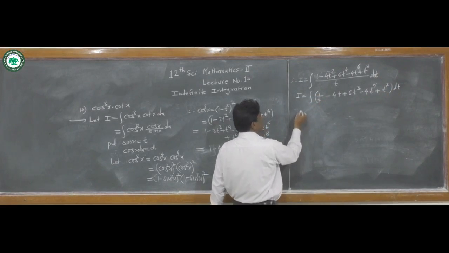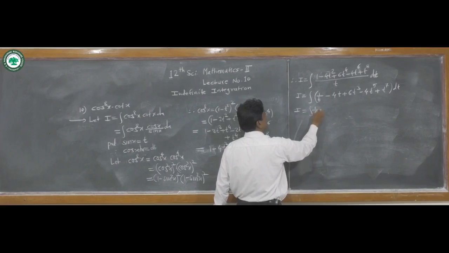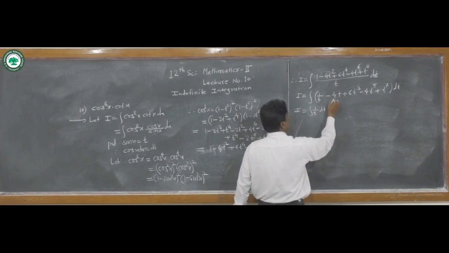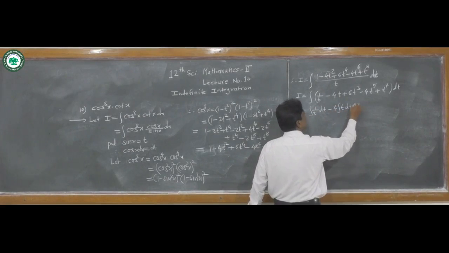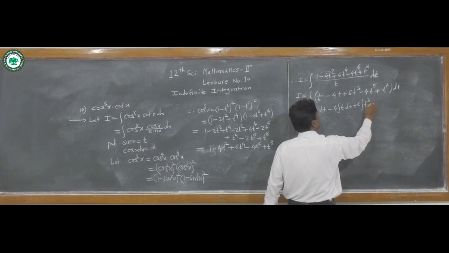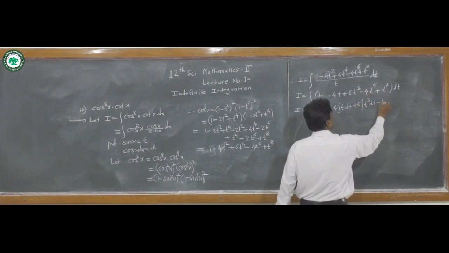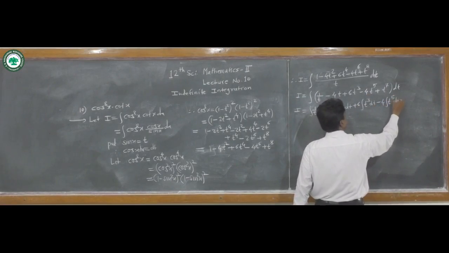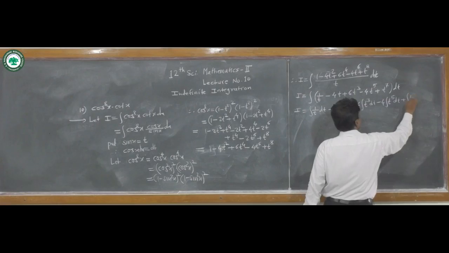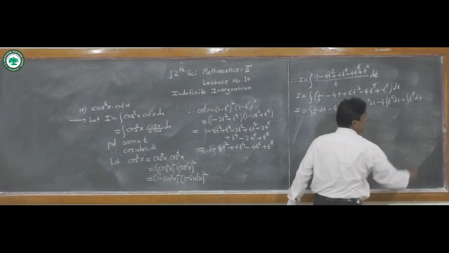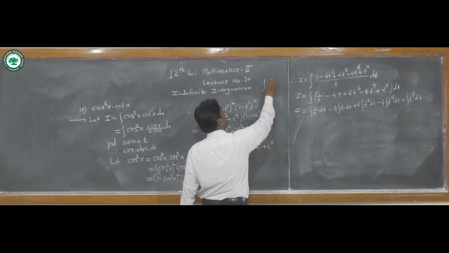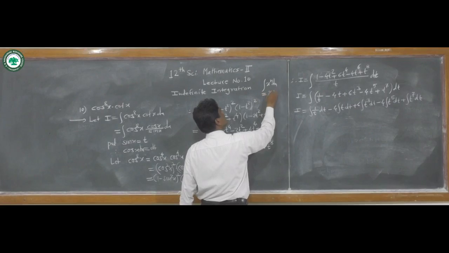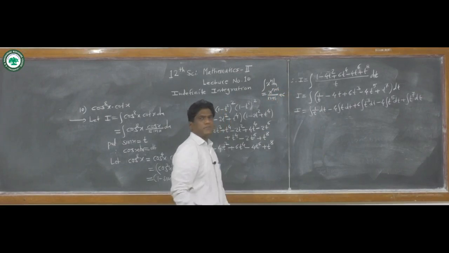And now take a separate integration, so I is equal to the integration of 1 upon t dt minus 4 constant, so 4 into the integration of t dt plus 6 constant integration of t to the power 3 dt minus 4 constant integration of t to the power 5 dt plus integration of t to the power 7 dt. And now take the integration by using the standard formula: integration of x to the power n dx is equal to x to the power n plus 1 divided by the same number n plus 1, plus constant of integration.